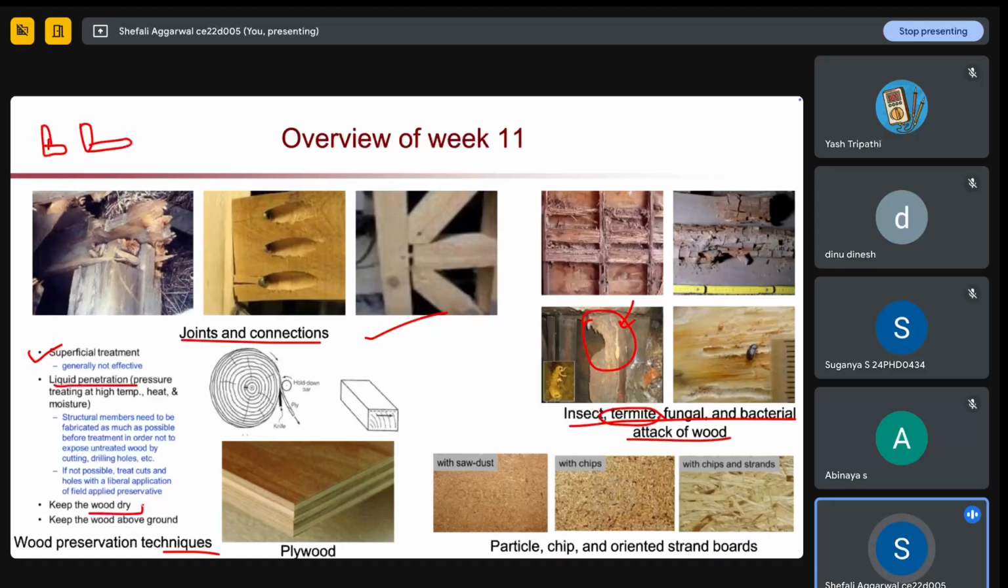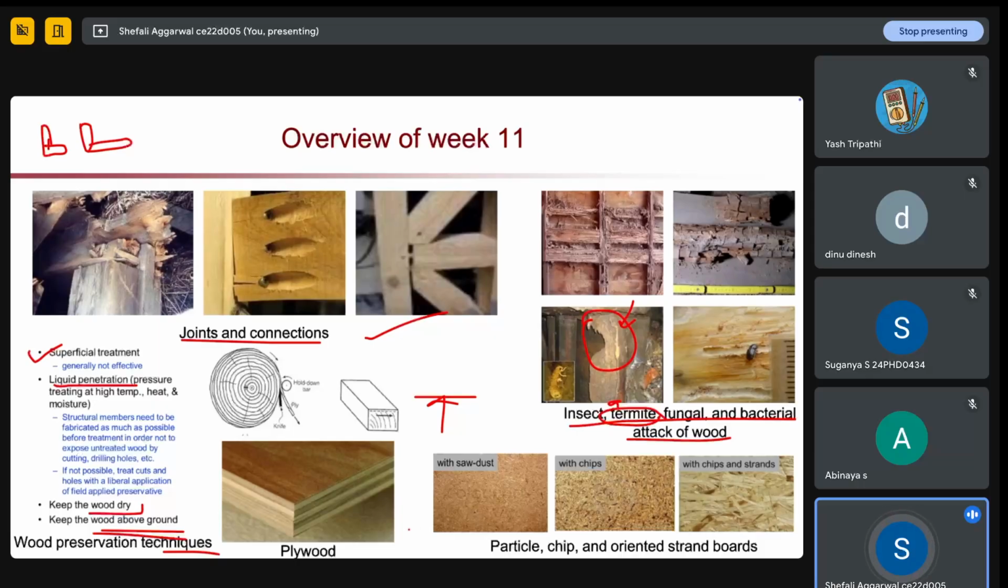The more the moisture content, the more are the chances of any type of attack on wood. And the other part is keep the wood above the ground. Mostly termite attack will happen due to termites coming from the soil. So if your wood is in direct contact with soil, there are chances of termite attack. So it is advisable that we should keep the wood above the ground.